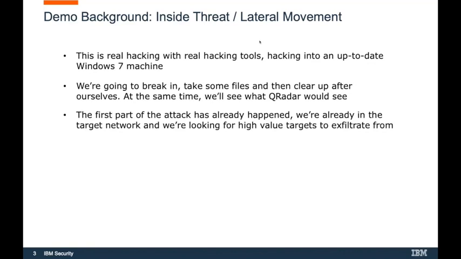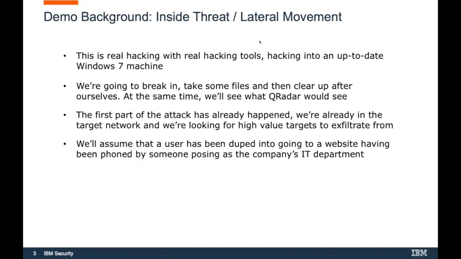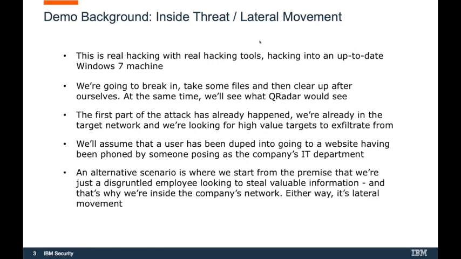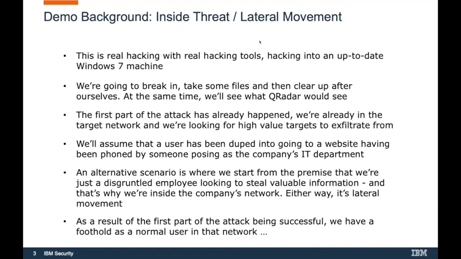The first part of the attack has already happened, so we're already in the target network, and we're looking for high-value targets to exfiltrate from. We'll assume that a user has been duped into going to a website, having been phoned by somebody posing as the company's IT department. An alternative scenario is where we start from the premise that we're just a disgruntled employee looking to steal valuable information, and that's why we're in the company's network. Either way, it's lateral movement. As a result of the first part of the attack being successful, we have a foothold as a normal user in that network.